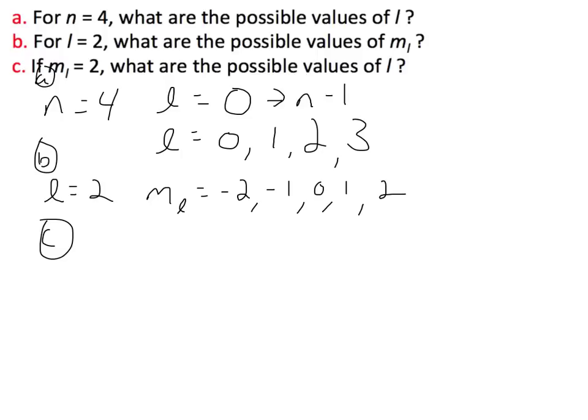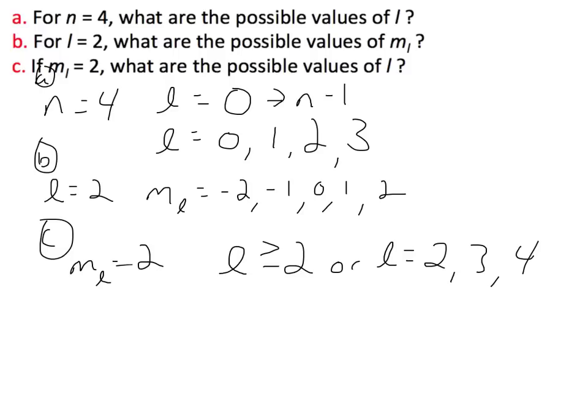The third question says, if you have an M sub L equal to 2, what are the possible values of L? If we have M sub L equal to 2, the possible values of L means that L must be greater than or equal to 2, or that L is equal to 2, 3, or 4, because that would include the M sub L value of 2.